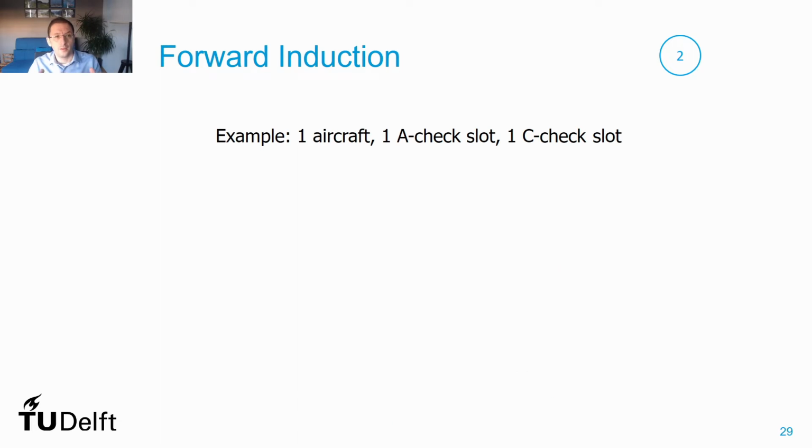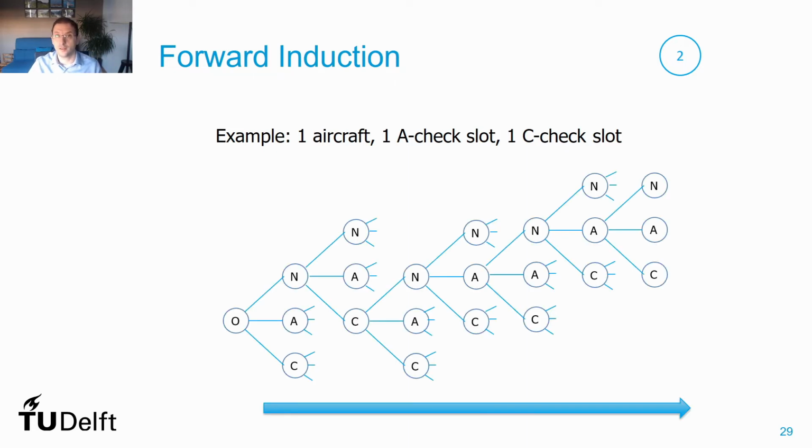Moving forward, the next addition was to change from a backward approach to a forward induction. In the forward induction, we're going to start in the initial state, and move forward and map all the contributions of future states. So I can go from each state into another state by performing no maintenance check, performing an A check, or performing a C check. In this example, I only have 1 aircraft and I have 1 A check and 1 C check slot per day.